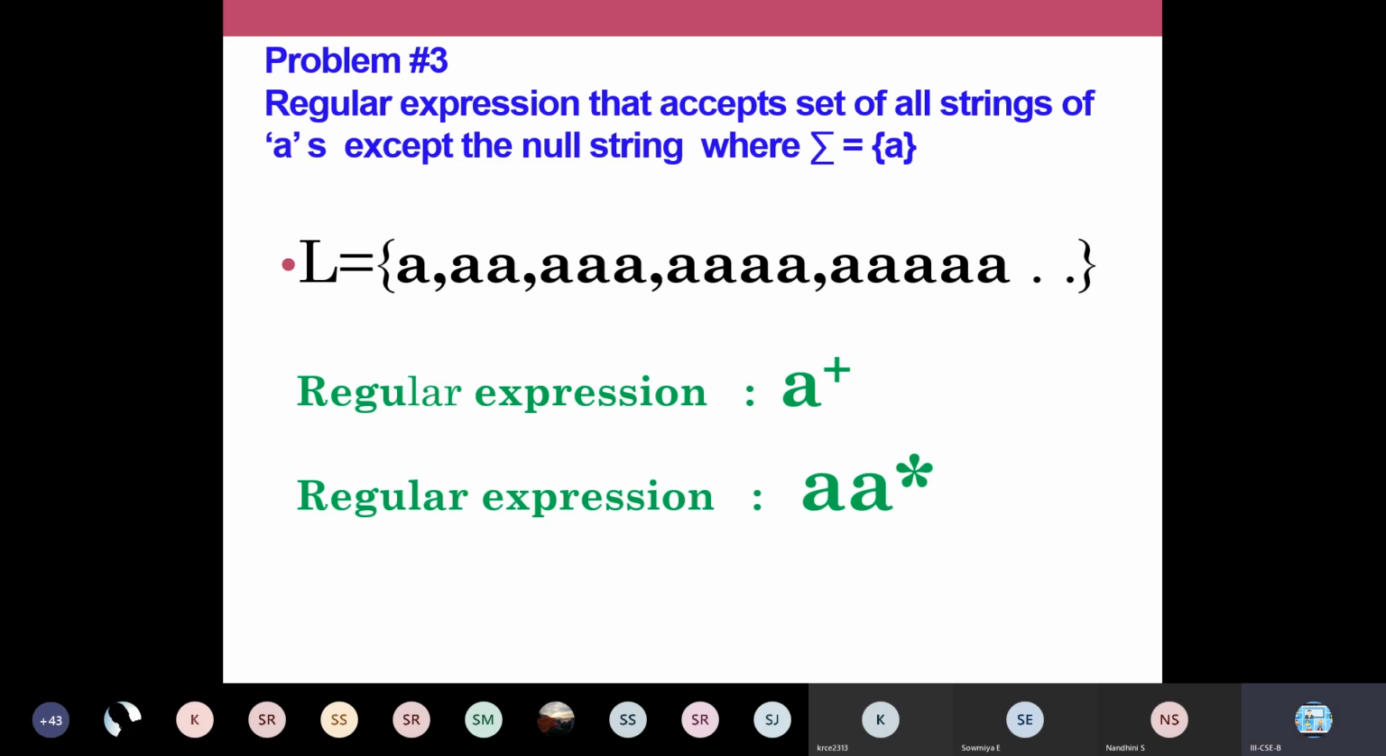So closure means repetition, but when I'm taking one or more occurrence, it is called positive closure. Zero or more occurrence means it is your Kleene closure. Write down these two terms, positive closure and Kleene closure. Positive closure is one or more occurrence, and Kleene closure is zero or more occurrence. A star denotes the Kleene closure.